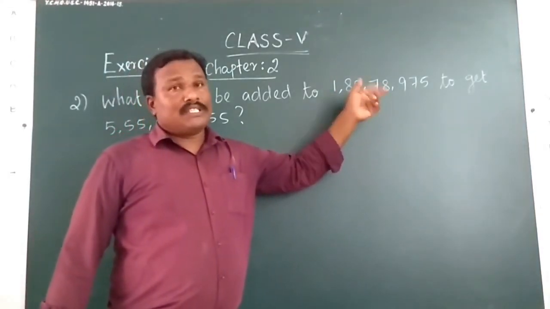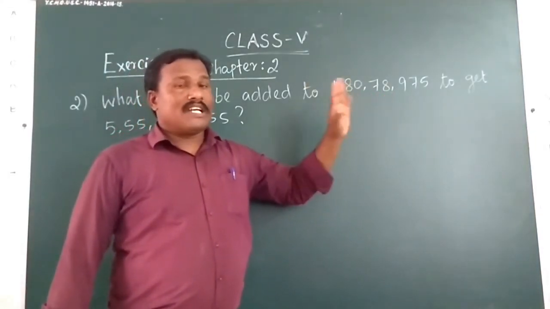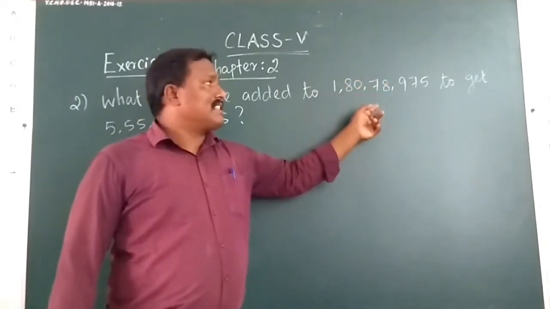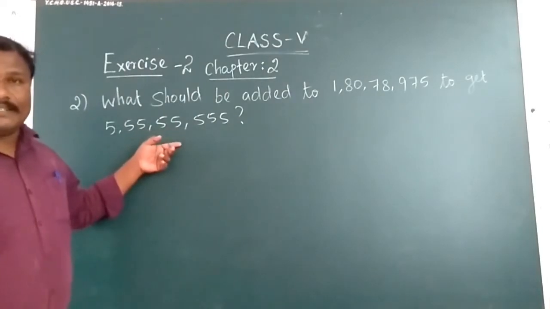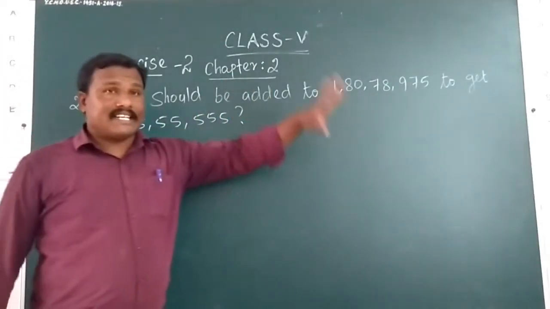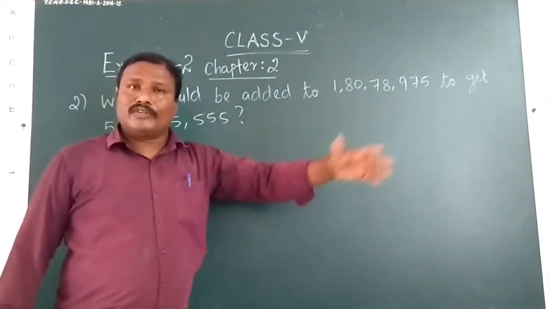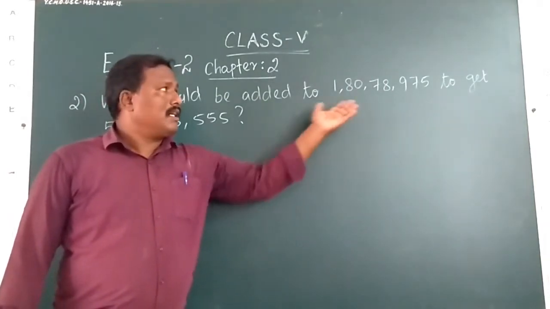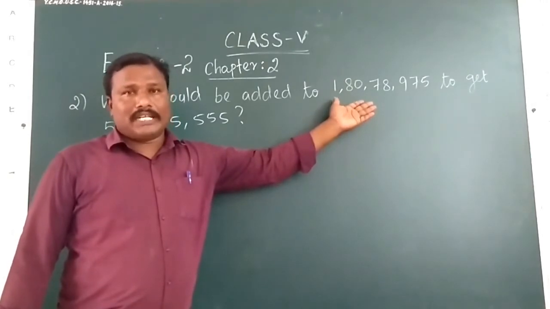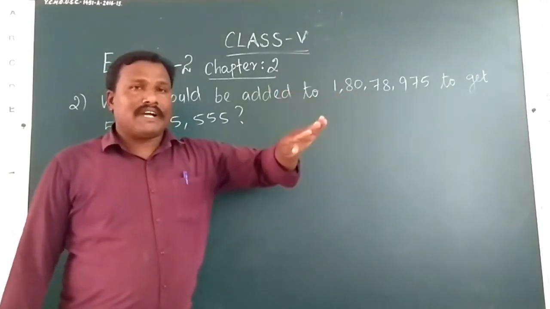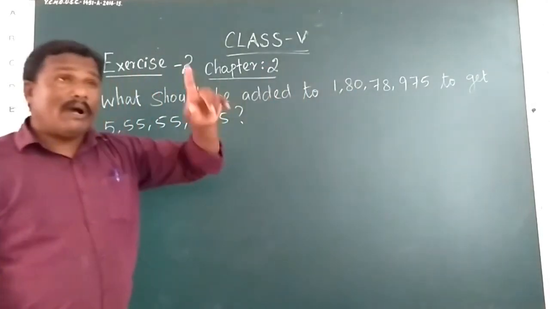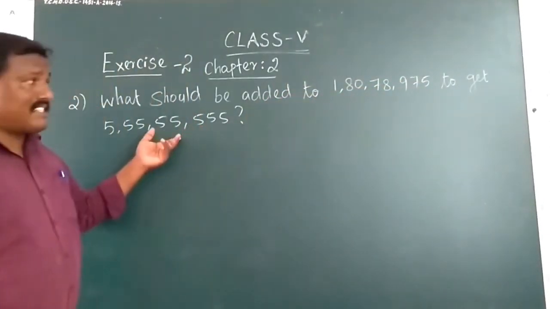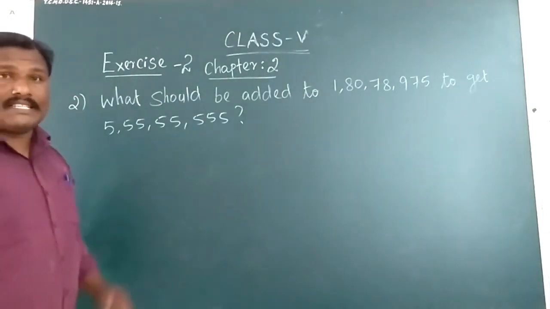We need to find out the second number. So what is that number? If you add the second number and this number, we will get this answer. So how to find out the second number? It's a minuend. Now we need to find out the subtrahend. Number 1 we will keep like this. We need to find out number 2. If you add number 1 and number 2, we will get this answer. So how to find that second number?